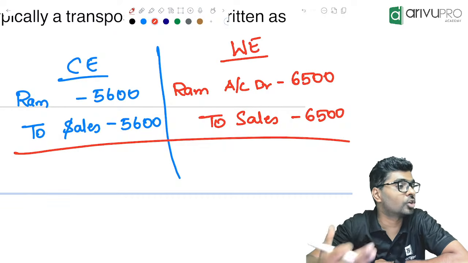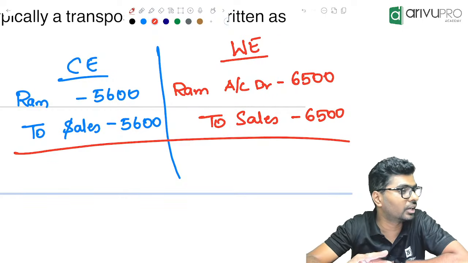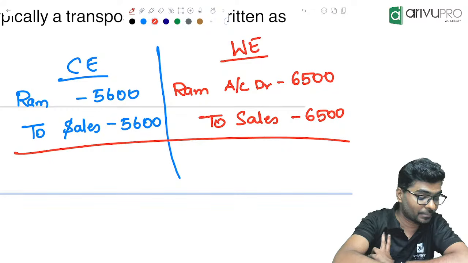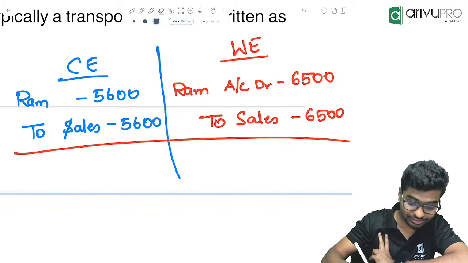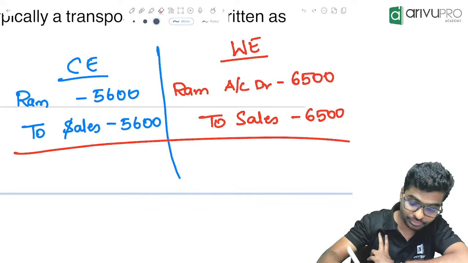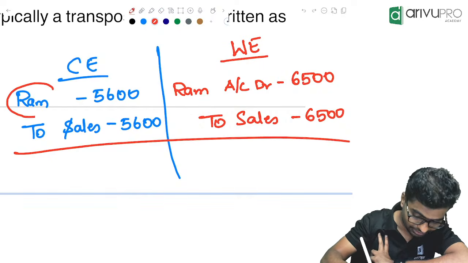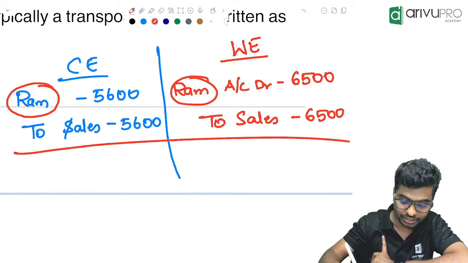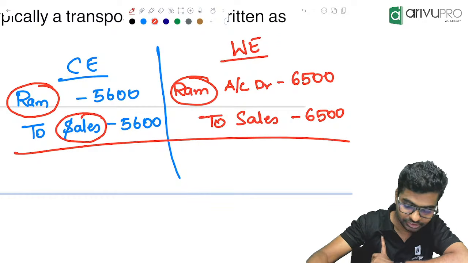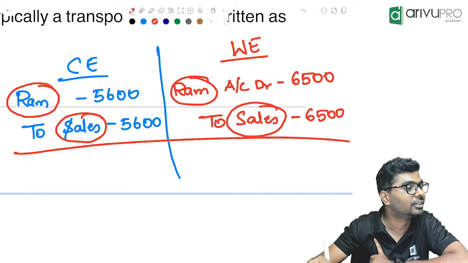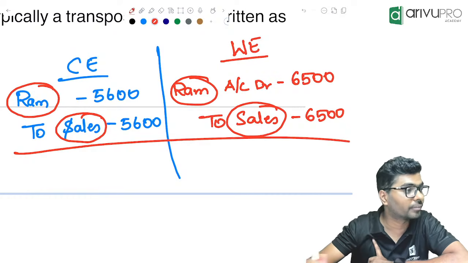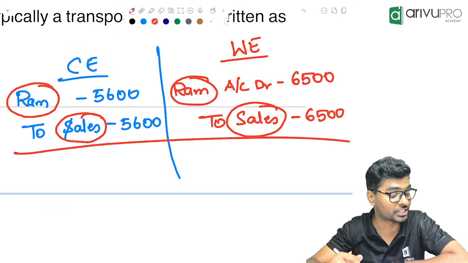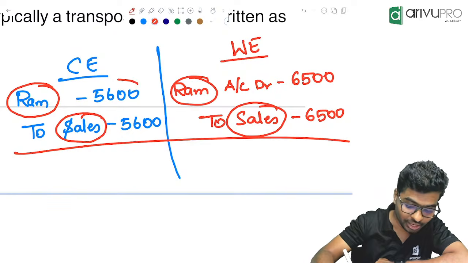Now the next concept we are going to learn. What did I say? Check your debit. Correct. Check your credit. Then what is wrong? After you check the accounts, you have to check the amount.